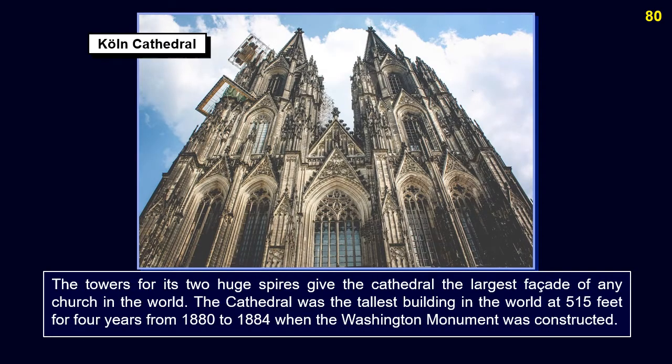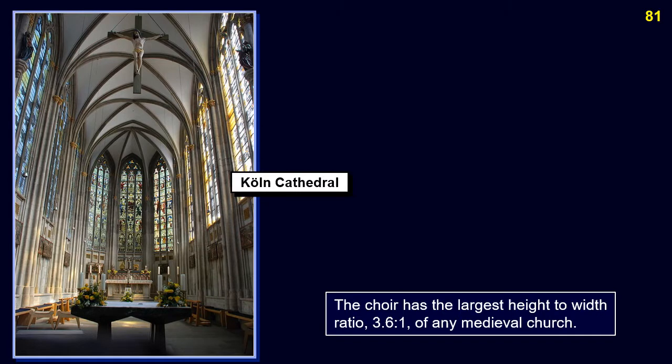The towers for its two huge spires give the cathedral the largest facade of any church in the world. The cathedral was the tallest building in the world at 515 feet for 4 years, from 1880 to 1884, when the Washington Monument was constructed. The choir has the largest height-to-width ratio, 3.61, of any medieval church.